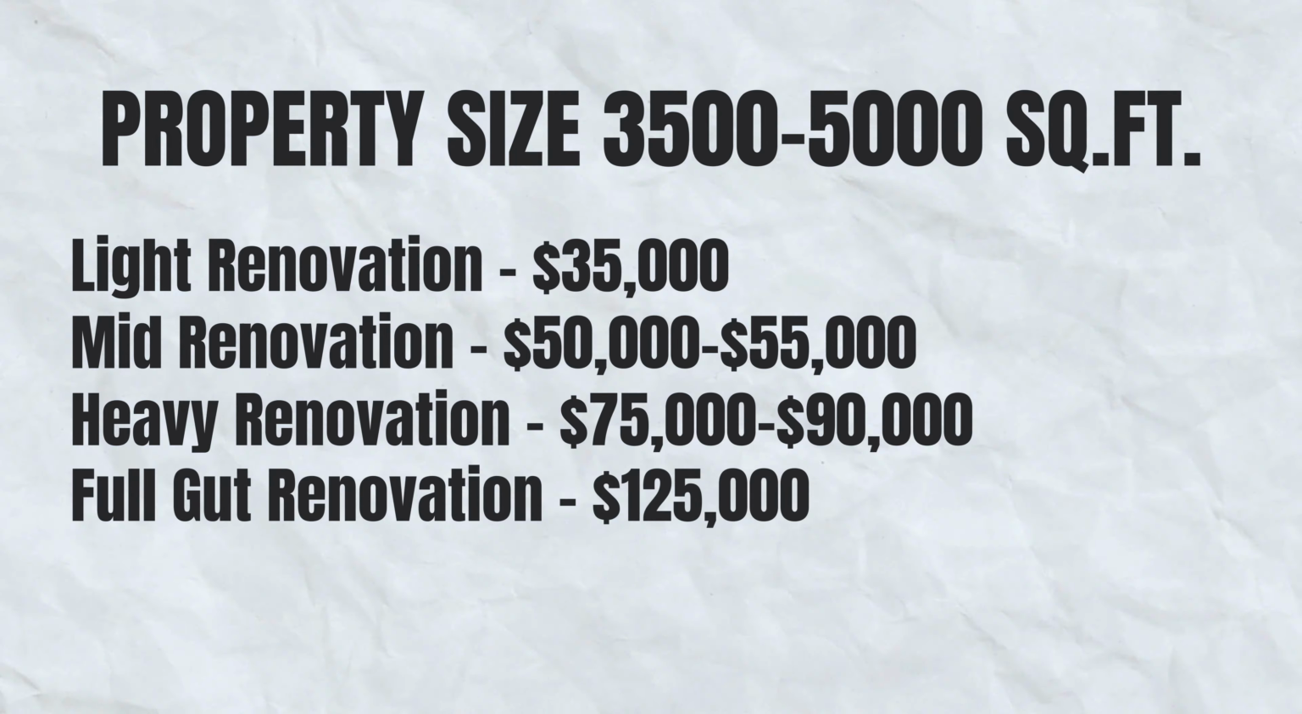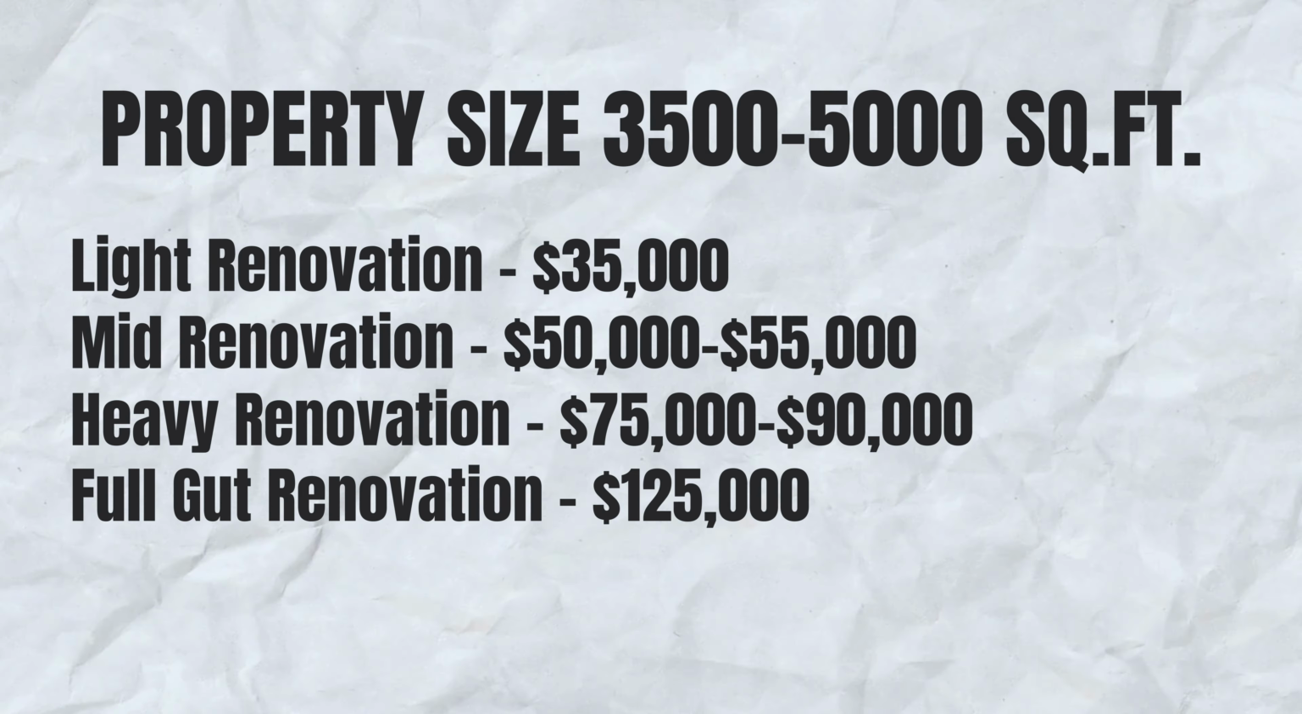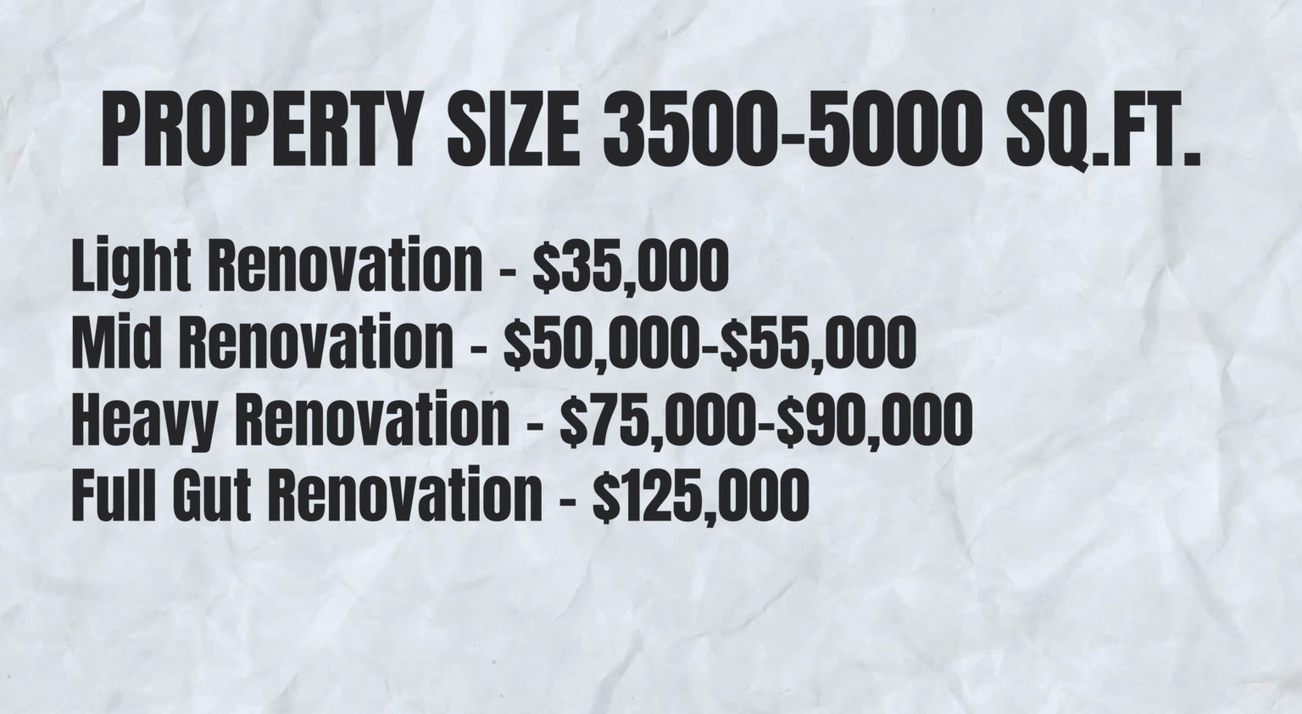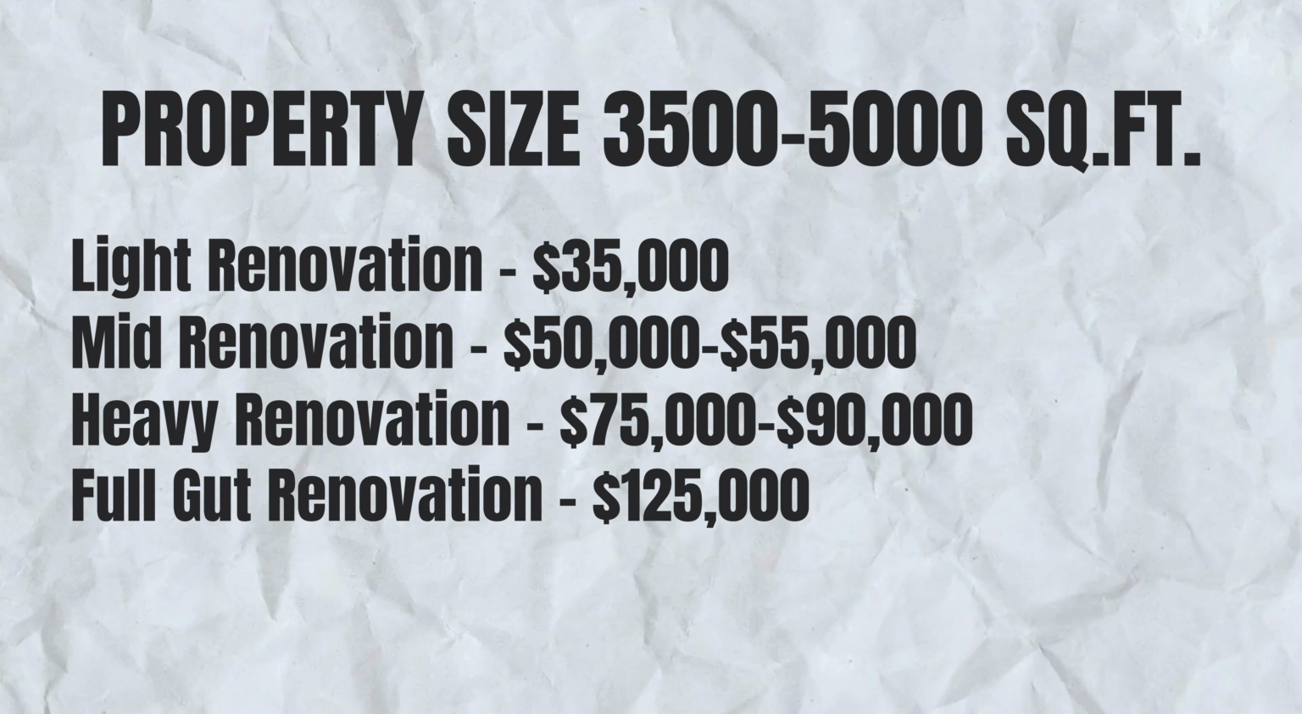A full renovation is going to be about $75,000 to $90,000. A full gut, including mechanicals, is going to be about a $125,000 renovation, y'all. So everything is based on the size of the property. Use those numbers to come up with the estimate.